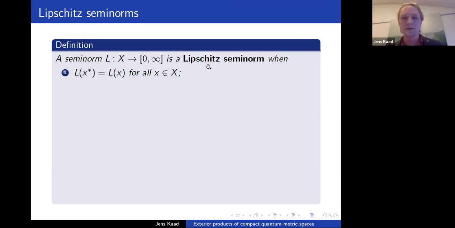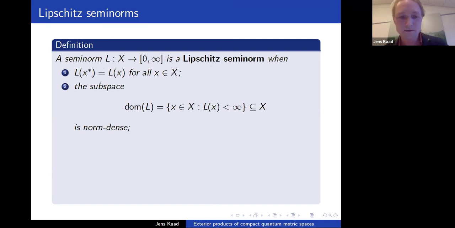And then it's Lipschitz. It means that, first of all, it cannot see the difference between an operator and its adjoint. And moreover, it has to be densely defined. So the domain of this seminorm consists of all operators where the seminorm is finite. And this has to be norm dense inside my operator system. So dense with respect to the operator norm.